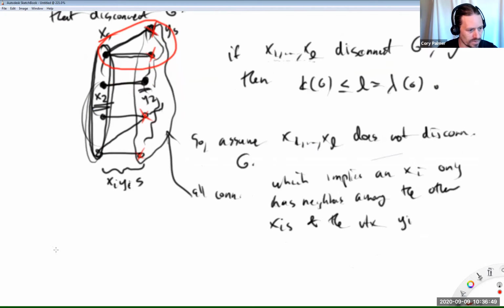Let me write down what we want. So want to show. Yeah, so Jose says because of the xi, yi's, that's true that those disconnect the graph. And I think the other fact that we have at our disposal here is that that set of edges is minimal as well, right? We know that there's no subset of them that disconnects the graph. I think that's the information we need to use. I'm not seeing it here.